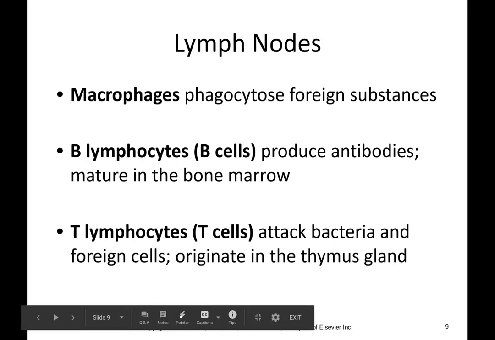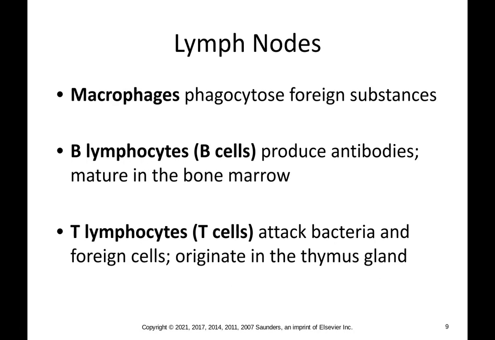So inside the lymph nodes, you have macrophages, and these help to eat up or phagocytose foreign substances. You have B cells, which are lymphocytes. These produce antibodies, and they mature first in the bone marrow. And then you have T cells, which are also lymphocytes that attack bacteria and other foreign cells, and those originate in the thymus gland.